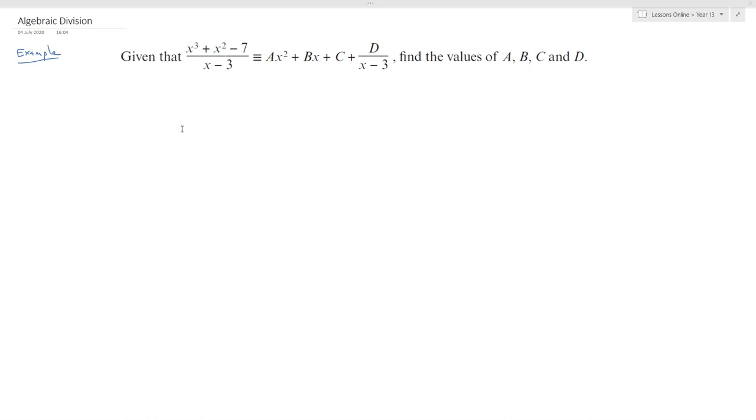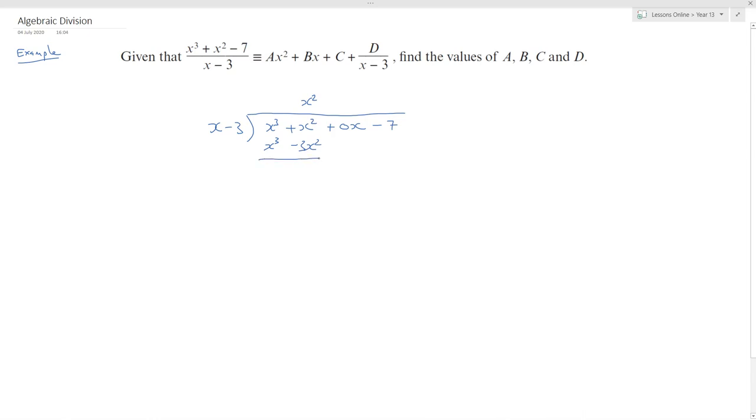So if we use our bus stop, we've got x minus 3, and that goes into x cubed plus x squared. Now we don't have an x term, so we add 0x, then minus 7, because it's more difficult without having the x term there. Now what do I need to do to x to give me x cubed? I've got to multiply it by x squared. So x squared multiplied by x minus 3 gives us x cubed minus 3x squared.